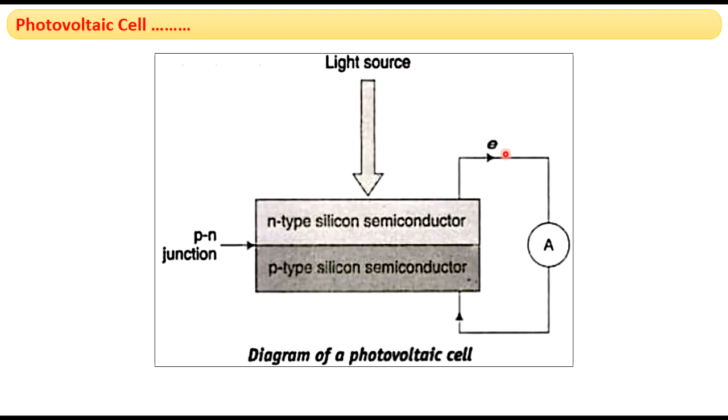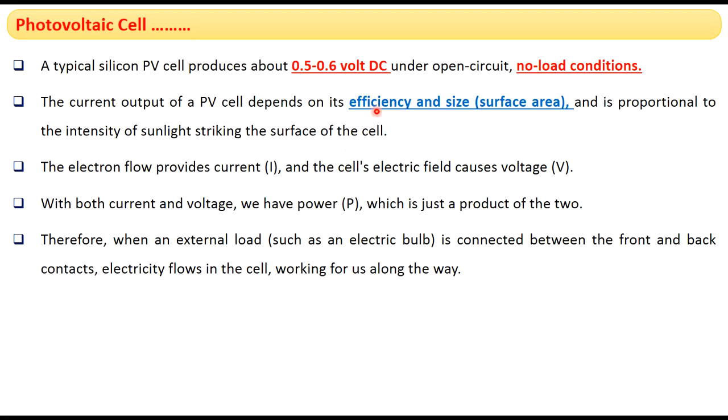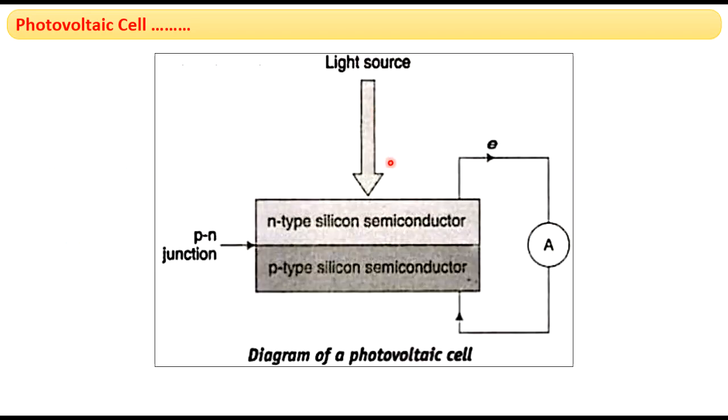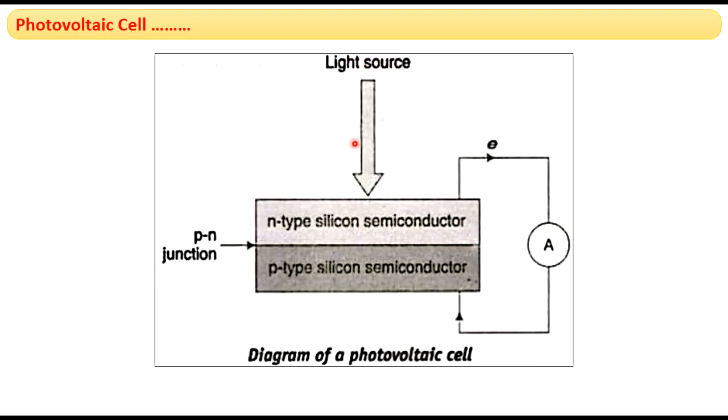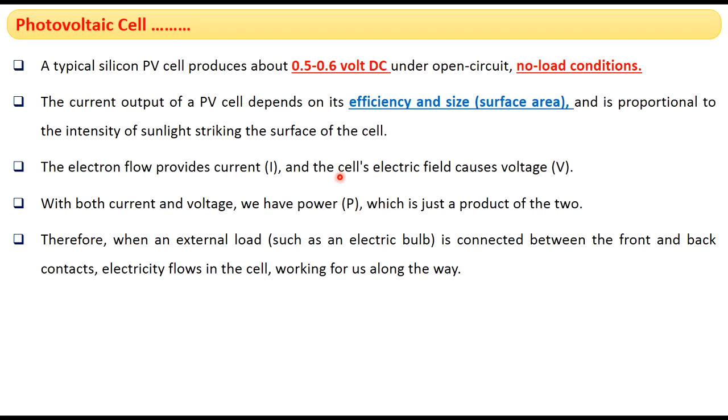The current output of a photovoltaic cell depends on three factors. The first one is the efficiency of the photovoltaic cell. The second one is the surface area of the photovoltaic cell. If the surface area of the photovoltaic cell is more, we will be getting more current. And the third factor is the intensity of the sunlight striking the photovoltaic cell. So the current output depends on the efficiency, the surface area, and also the intensity of the sunlight striking the photovoltaic cell.